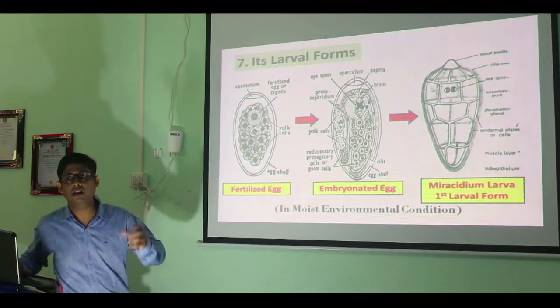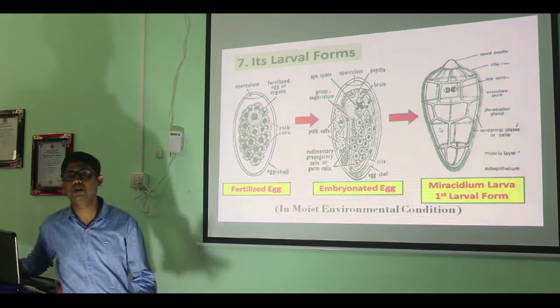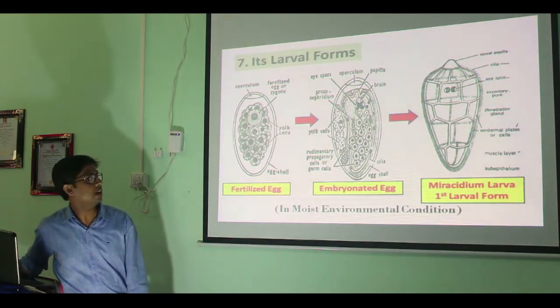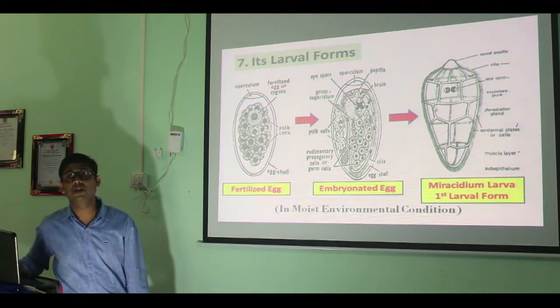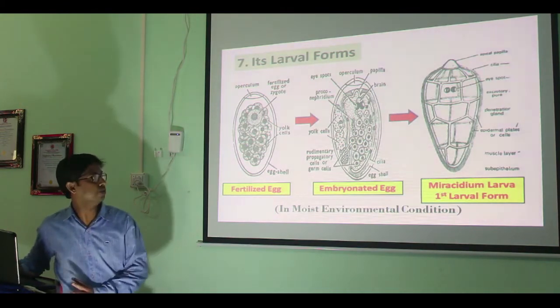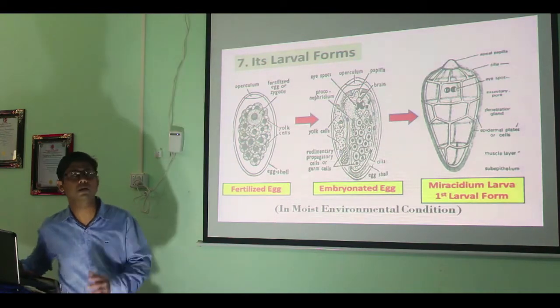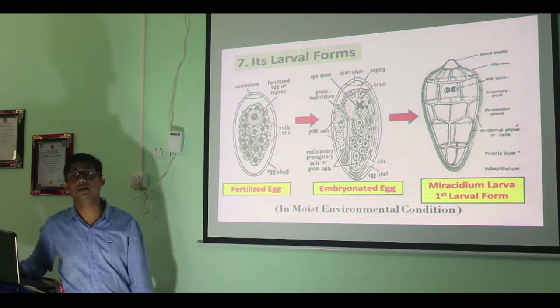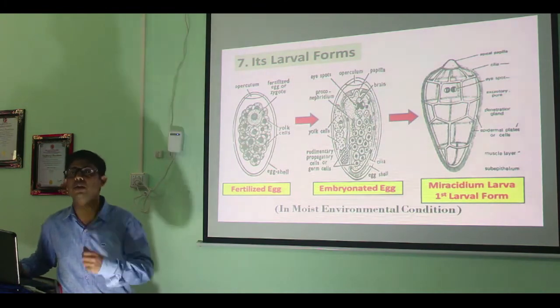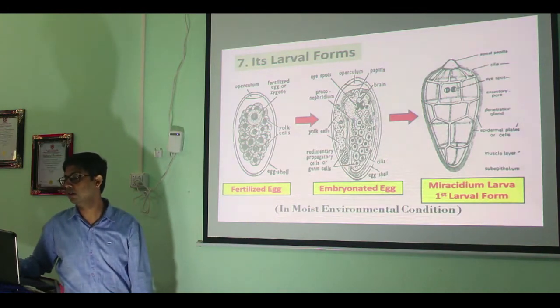It is a very typical larva which has cilia over its body. So the cilia will be used as a locomotory organ. So the miracidium larva is a very active swimming larva. It is free swimming. It swims in the water until it gets the suitable host to enter into the body of the suitable host. So it is a very active swimming larva.